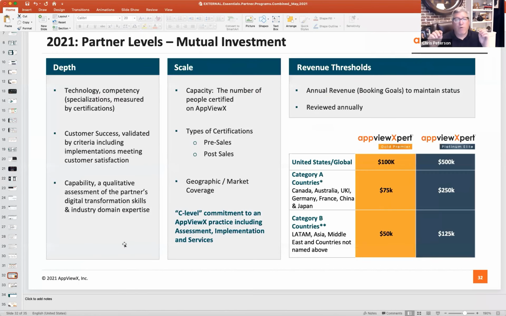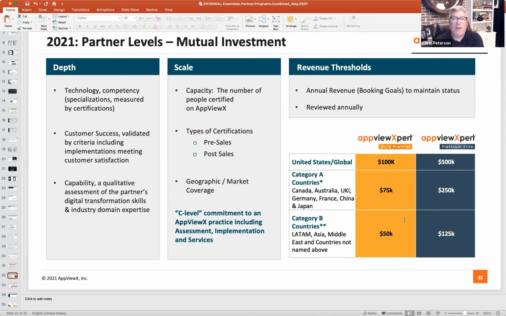So I mentioned a three-tier program, and I'm going to talk about how you move from a silver to a gold to a platinum elite partner. There are some revenue guidelines that we try to shoot for. Obviously, based on our average deal size, these numbers are very low.